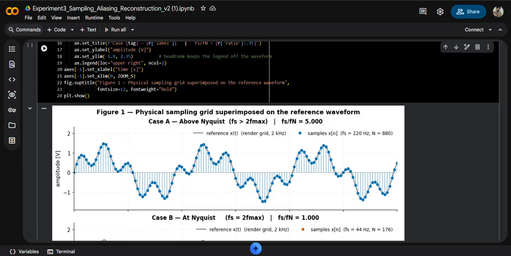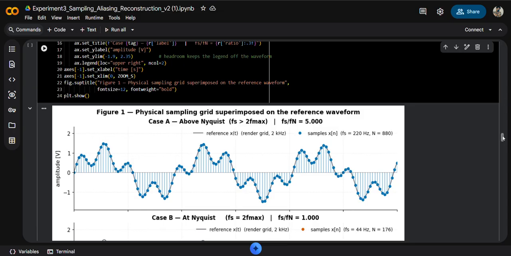First up, case A. Here we are sampling really fast, 220.0 Hz, which is way above our 44.0 Hz Nyquist requirement. The time graph: look at the dots on this first plot. These dots are our digital samples. Notice how closely they trace that original smooth line. There are 880 samples over our 4.0 second record, leaving almost no gaps.